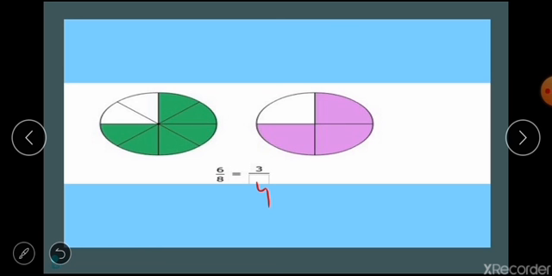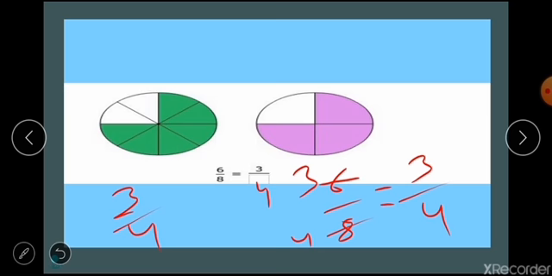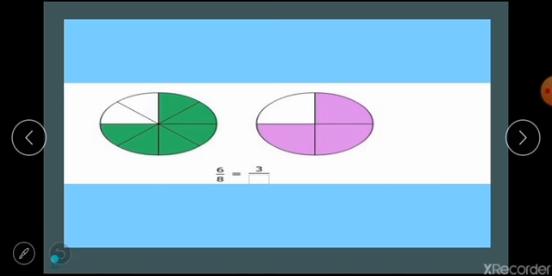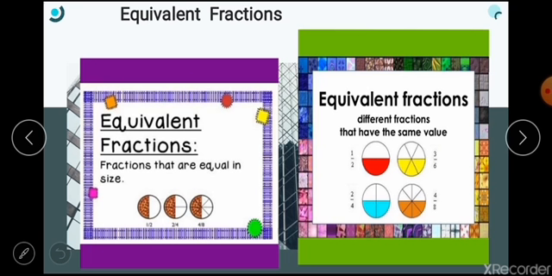And are they equivalent fractions, students? Yes, these are equivalent. How can we find out? After solving 6 upon 8 and 3 upon 4, these are equivalent. How can you check? You can cancel out. 2 3s are 6, 2 4s are 8, and you will get again 3 by 4 after solving this. So it means these are equivalent fractions because both have the same value. So students, I hope it is clear to all of you that equivalent fractions are equal in size, different fractions that have the same values.